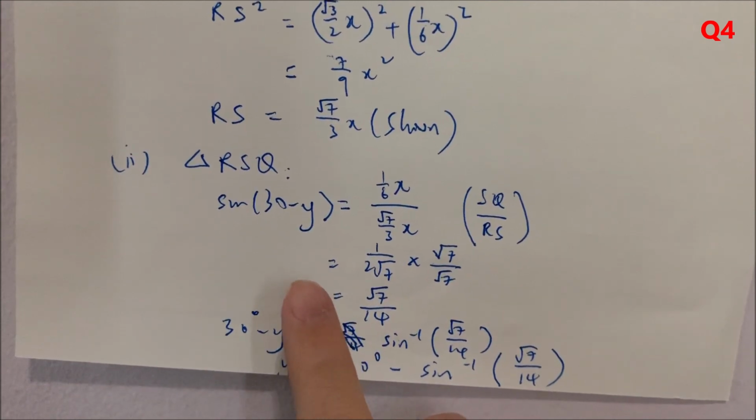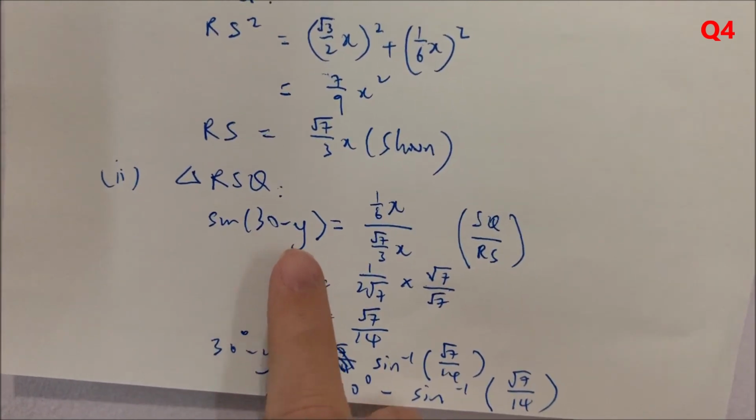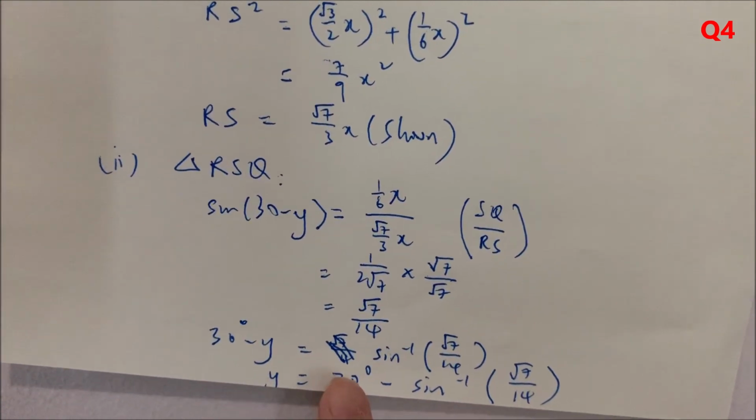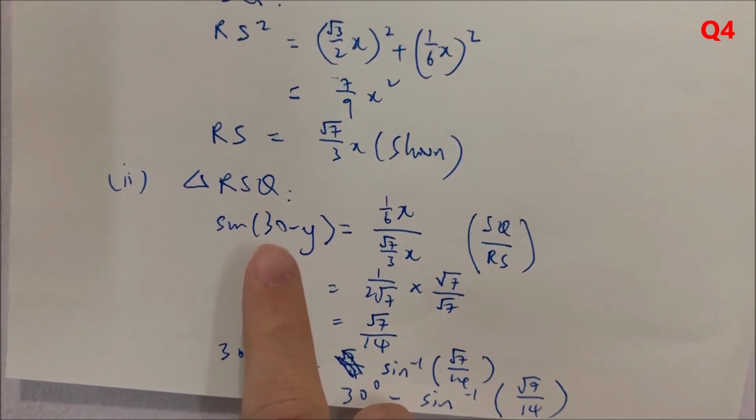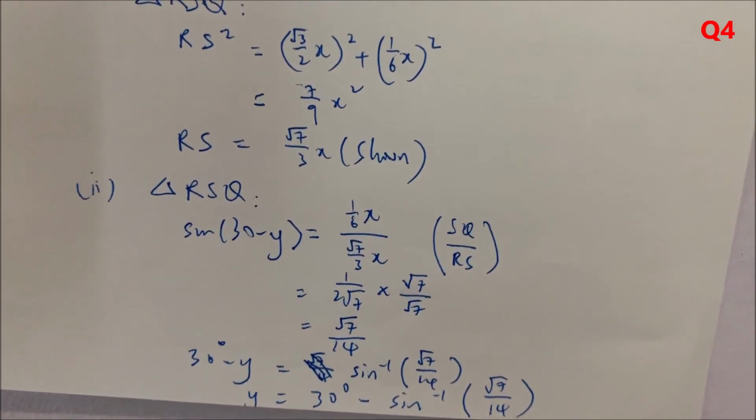Of course, the hint being that why do I take 30 minus y is because I can see very clearly the answer is 30 degrees. So no matter what, I'll just use the difference there. So that's the link. Thank you.